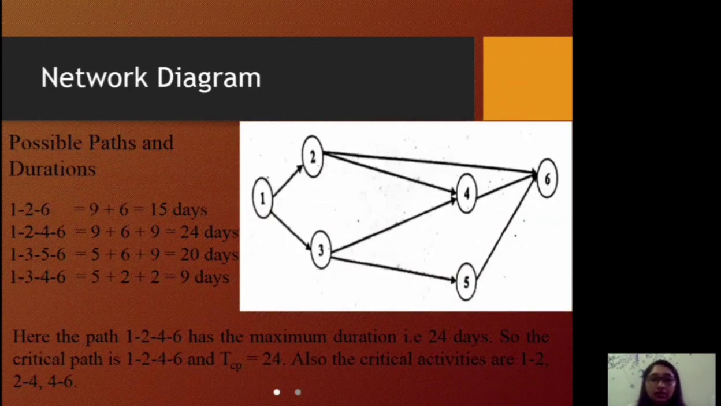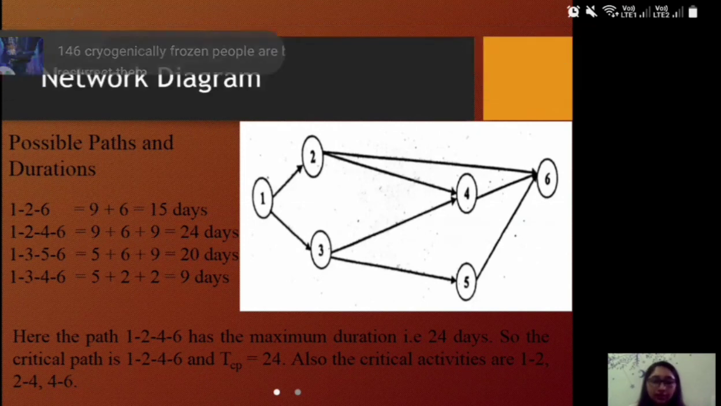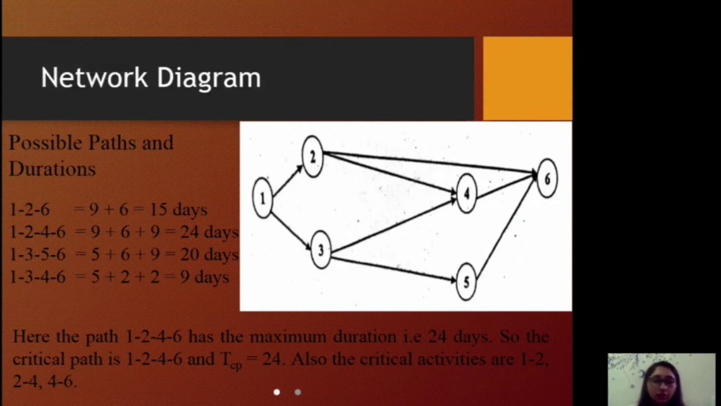This is the way by which we can draw the network diagram, and 4 possible paths are obtained from it. As we can see, 1, 2 and 6, that is 9 plus 6 days equals 15 days. Similarly, from 1 to 2, 2 to 4, 4 to 6 comes to 24 days. Then 1 to 3, 3 to 5, 5 to 6 comes to 20 days. And then 1 to 3, 3 to 4 and 4 to 6 comes to 9 days.